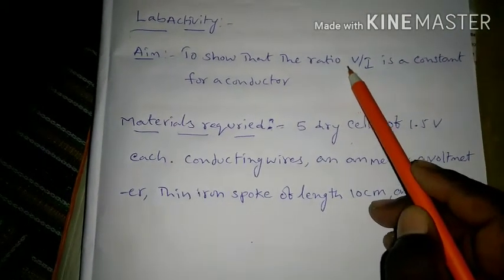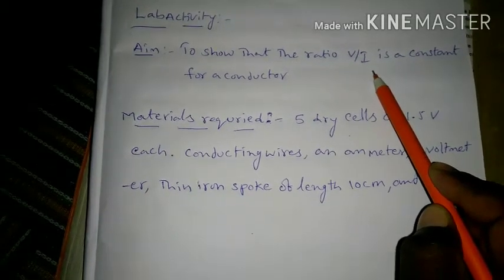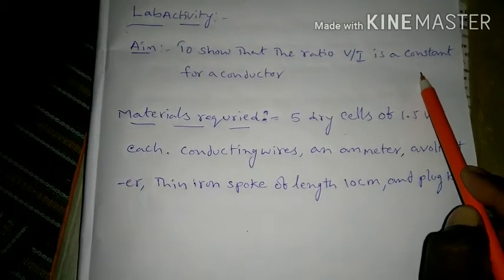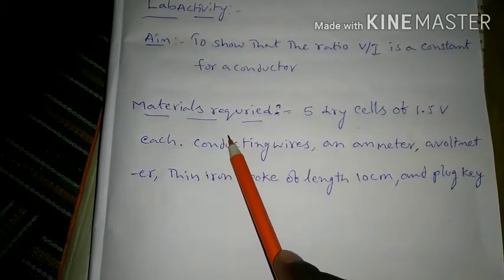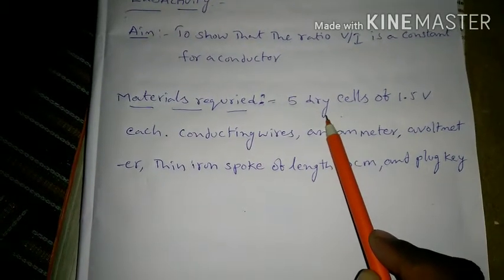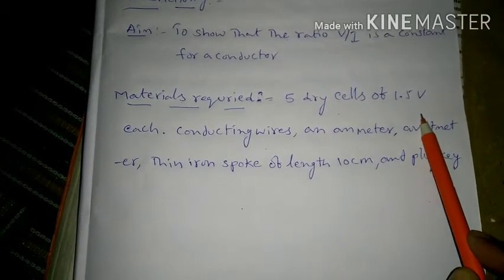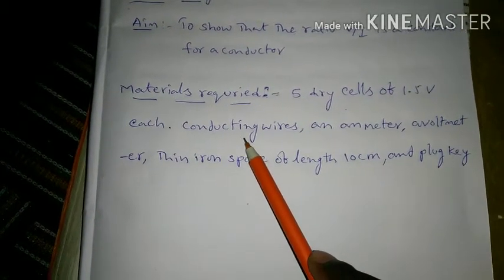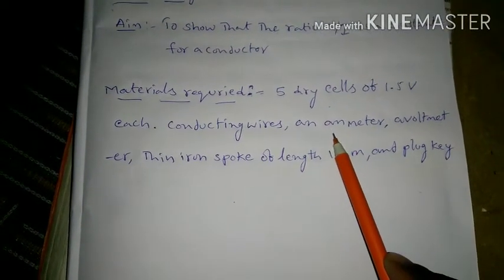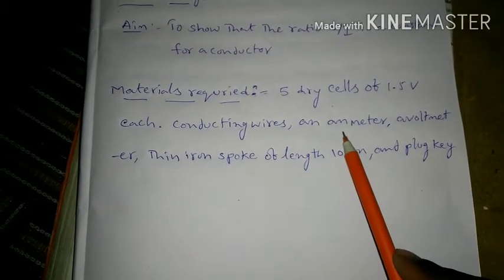V is the potential difference. I means electric current. Okay, V by I is a constant. Next one, materials required. First one, 5 dry cells of 1.5 volt. Next one, conducting wires. Next one, an ammeter. Current can be measured by an ammeter.